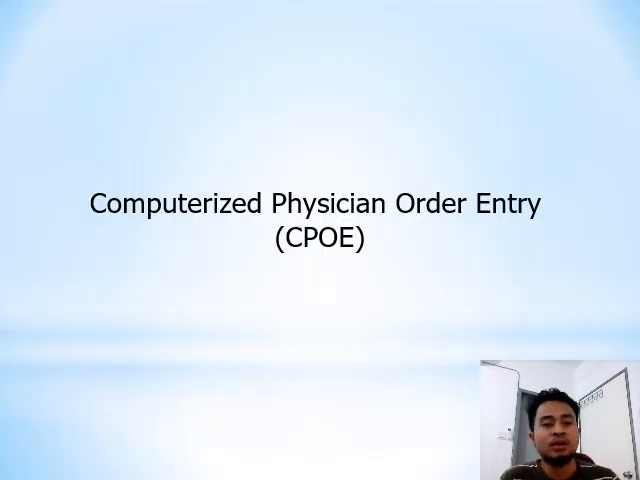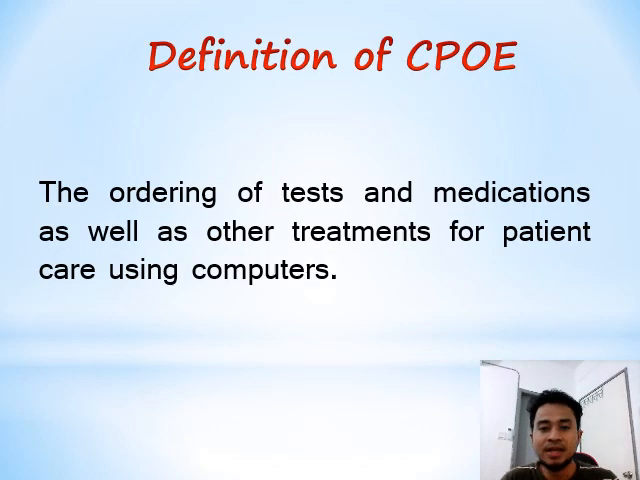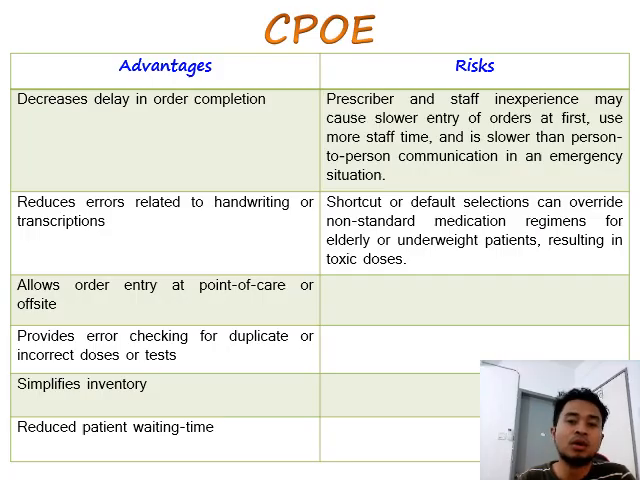Okay, the next topic is about CPOE, which is what we call computerized physician order entry. As the name itself suggests, it refers to ordering tests and medication, as well as other treatment for patients, using a computer. That's what we call computerized. So the advantage is that they decrease delay in order completion, because everything is online and digitalized. Whatever you type here immediately gets to another department.